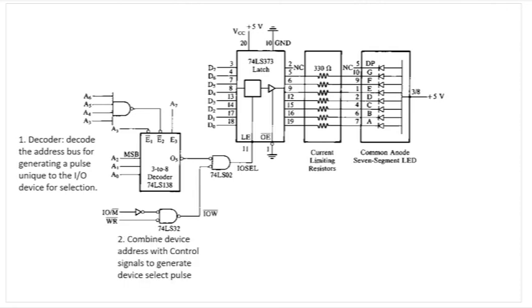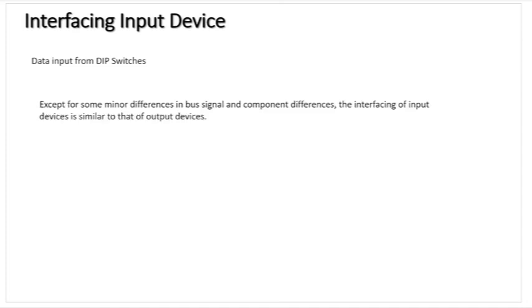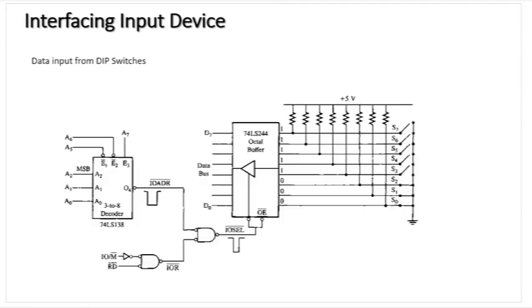This is interfacing the output device. Similarly, we can interface the input device. We'll be taking a specific example of a data input from a DIP switch. Except for some minor differences in the bus signal and the component differences, the interfacing of an input device is similar to that of output devices.